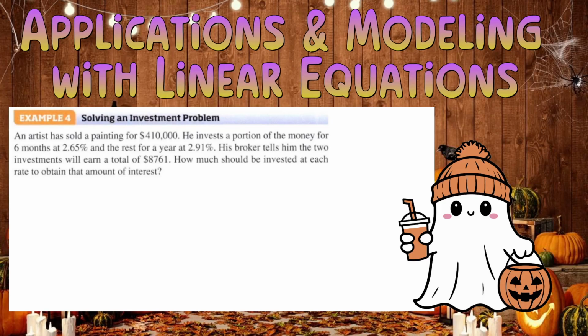Okay, so we got to set this up. Basically, interest equals PRT twice. So you're going to have PRT for the one investment plus PRT for the other investment. And all together, that is going to equal 8,761. Do you follow? Now I need to break that money up. Total, that money is $410,000, but he's splitting it up. The issue is we don't know how.